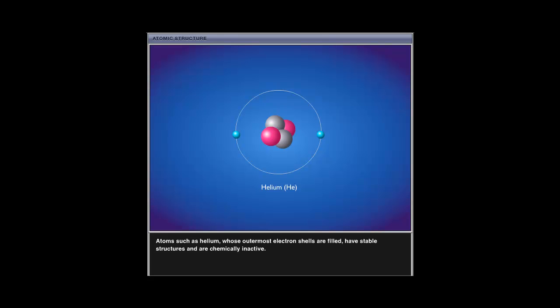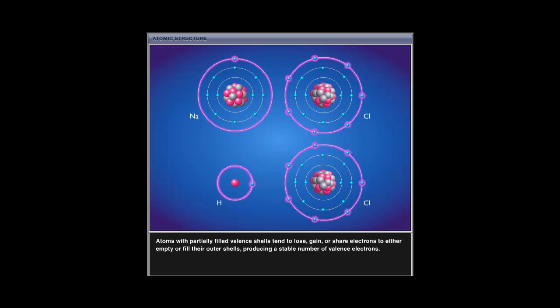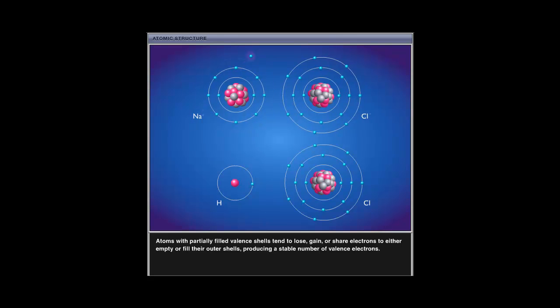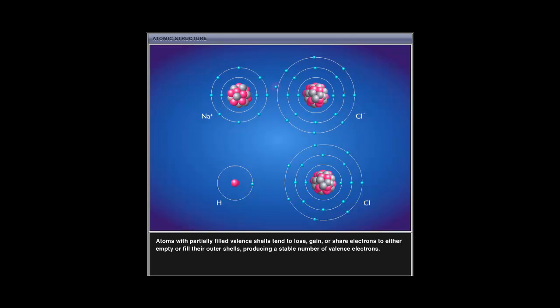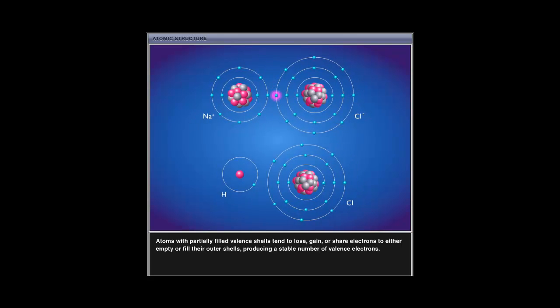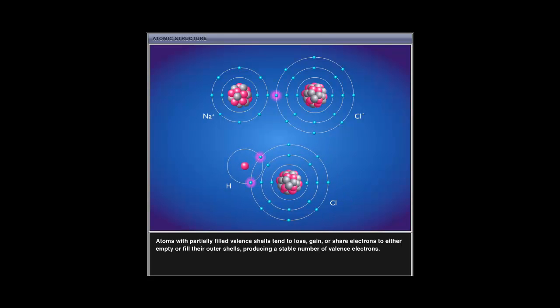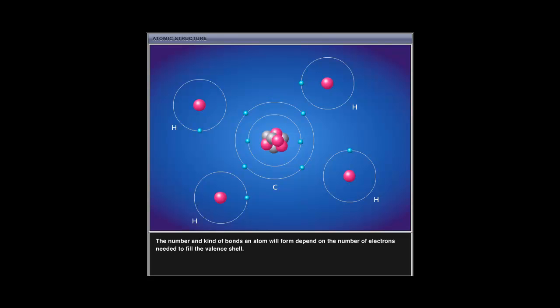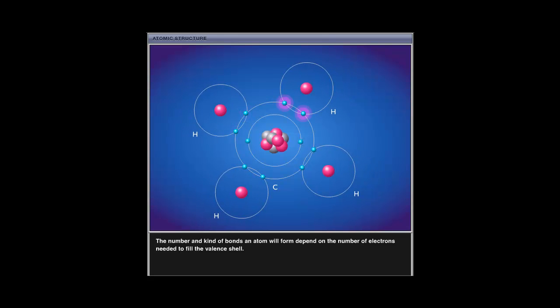Atoms such as helium, whose outermost electron shells are filled, have stable structures and are chemically inactive. Atoms with partially filled valence shells tend to lose, gain, or share electrons to either empty or fill their outer shells, producing a stable number of valence electrons. The number and kind of bonds an atom will form depend on the number of electrons needed to fill the valence shell.